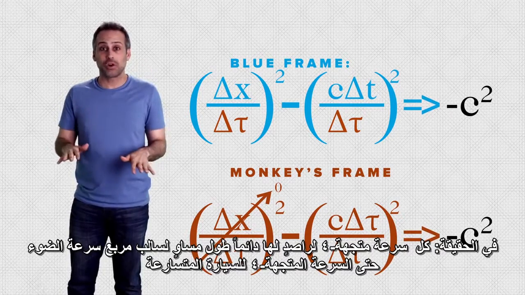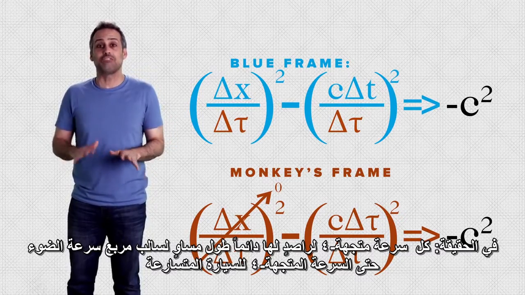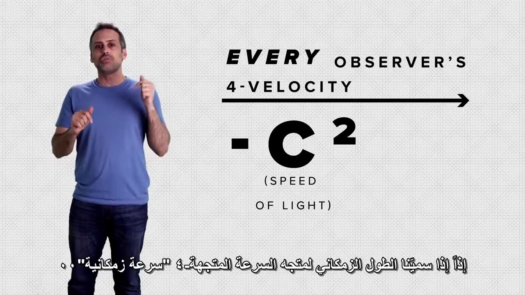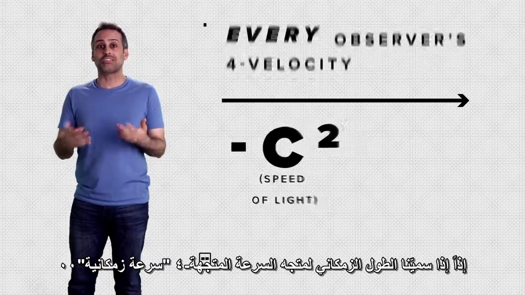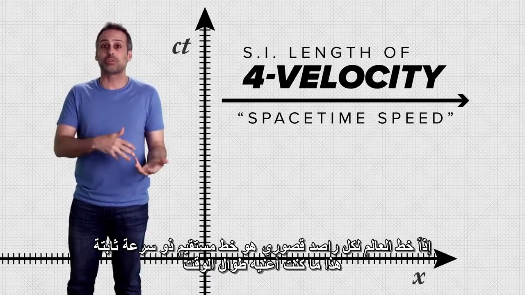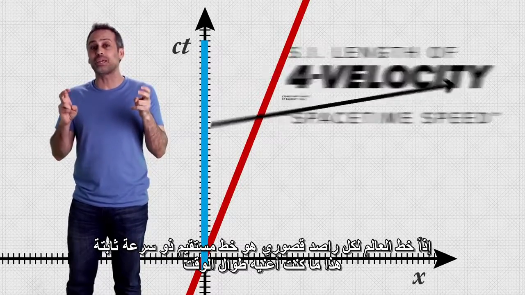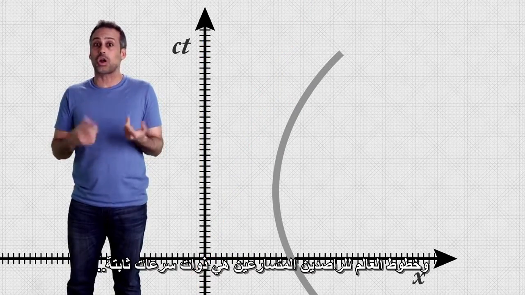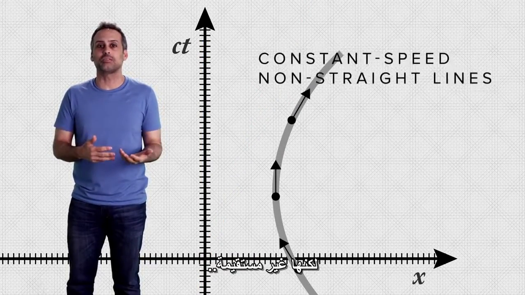In fact, every observer's forevelocity always has a length of minus the speed of light squared, even the accelerating car's forevelocity. So if we call the spacetime length of a forevelocity vector a spacetime speed, then the world line of every inertial observer is a constant speed straight line. That's what I've been meaning all along. And accelerated observers' world lines are constant speed non-straight lines.